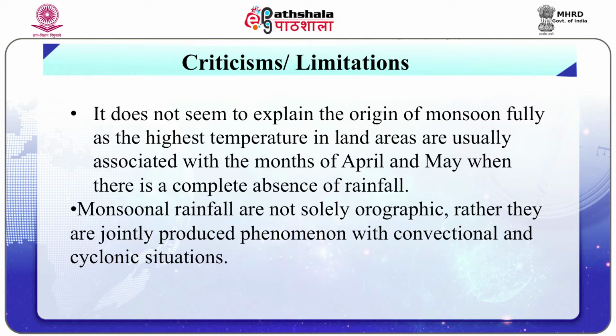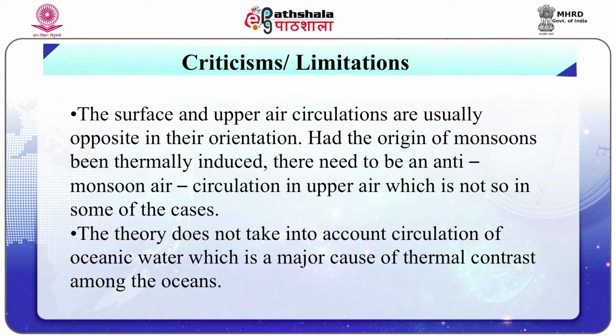Monsoonal rainfall is not solely orographic; rather, it is a jointly produced phenomenon with convection and cyclonic situations. Surface and upper air circulations are usually opposite in their orientation. Had the origin of monsoon been thermally induced, there need not be any anti-monsoon air circulation in the upper air, which is not so in some of the cases.